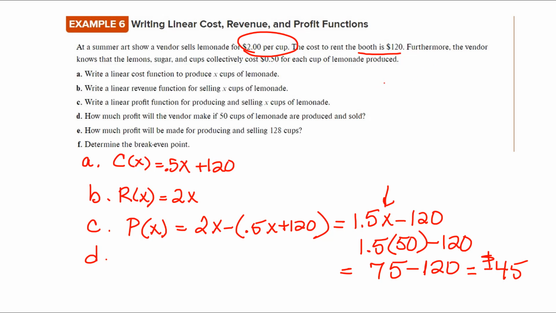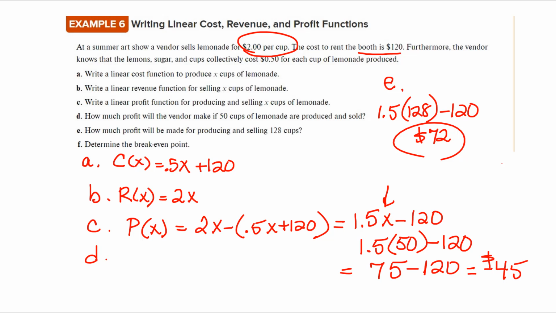Okay. For part E, how much profit will be made by producing and selling 128 cups of lemonade? So the profit function, again, is 1.5x minus 120. So 1.5 times the number of cups, 128, minus 120. That's going to be $72. I'm going to make a whole $72 by doing all that work. But maybe you just want to have a fun time at this art show and you don't really care whether you make money or not.